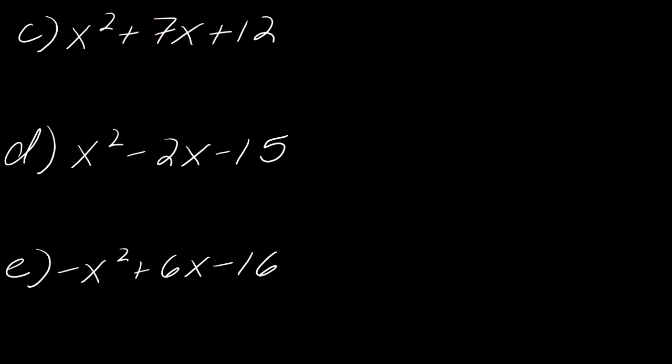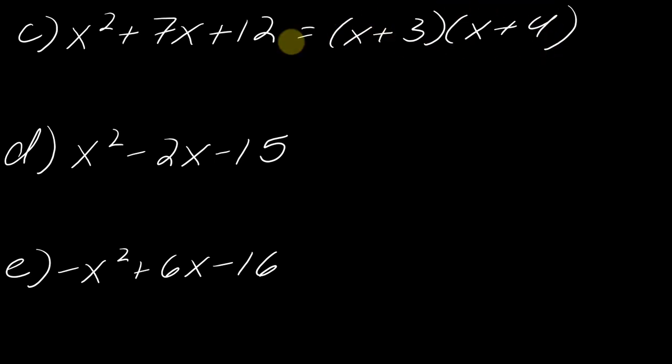Okay, so for this first one, I need 2 numbers that multiply to 12 but add to 7. That's going to be just 3 and 4. So this will be x plus 3 and x plus 4. And you can notice how I can quickly check this. 3 times 4 will make 12, and 3x plus 4x will give me the 7x. So we're good to go there.